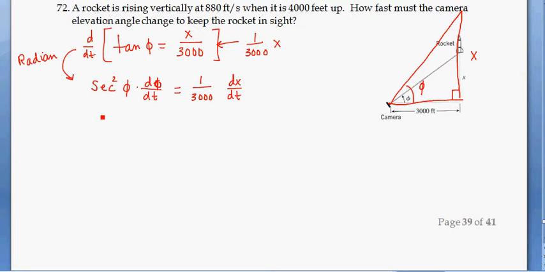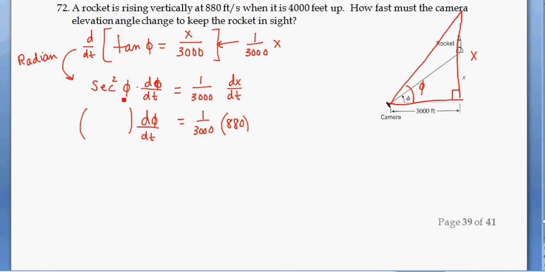Now I need to substitute in all the values that I know. I do know that the rocket is rising at a rate of 880 feet per second. That tells me how fast x is changing, and it is increasing, so it's positive, right? So I know dx/dt is 880. What else do I know? Well, we're asking how fast the camera angle must be changing, so that's going to stay a variable, dφ/dt. But I still have to figure out what secant squared of phi is.